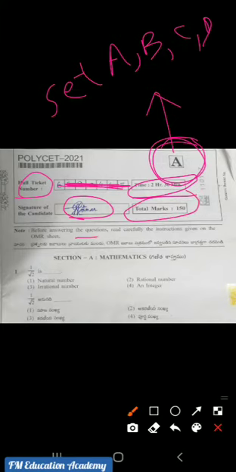Before answering the questions, please read all the instructions given on the OMR sheet carefully. This number which you see over here will be your question booklet number, and that also needs to be written in your OMR sheet. So let us start solving.